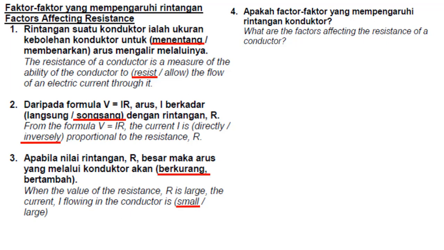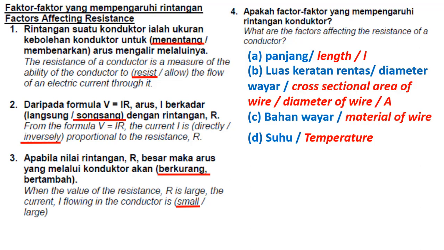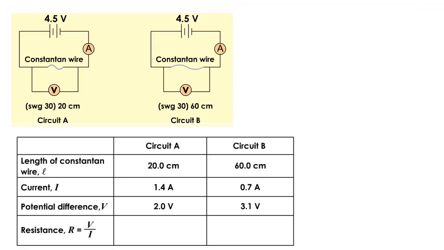So what are the factors affecting the resistance of a conductor? We have length, cross-sectional area of the wire or diameter of wire, material of wire, and temperature of the conductor. So we have length, cross-sectional area or diameter or thickness of the wire, material of wire, and the temperature of the wire.